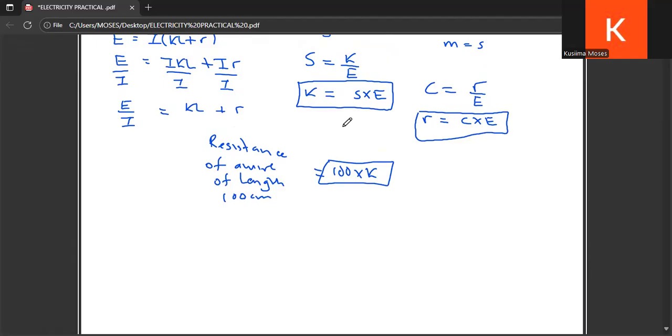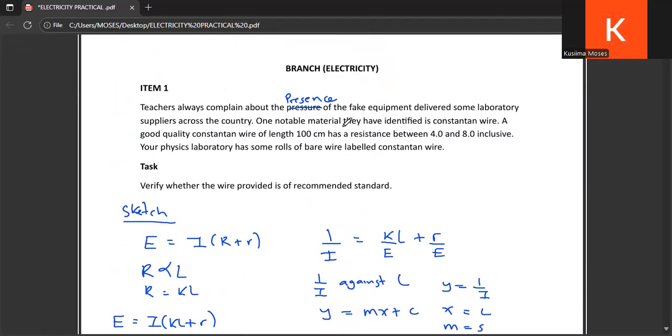Remember that our title must have the aim and must have the purpose. For this case, our aim is going to be determining the resistance of the wire. Now, the purpose is going to be to make a recommendation, or to find out whether the supplied constantan wire is of recommended standard. That is going to be the purpose.